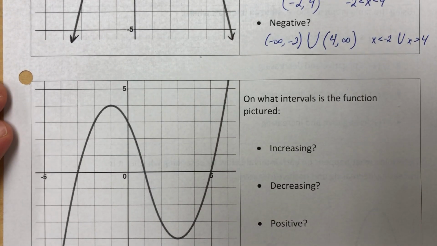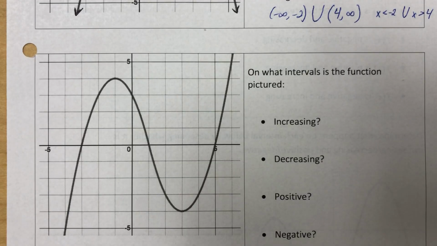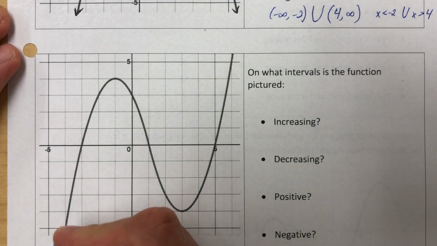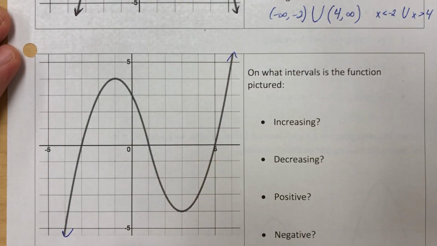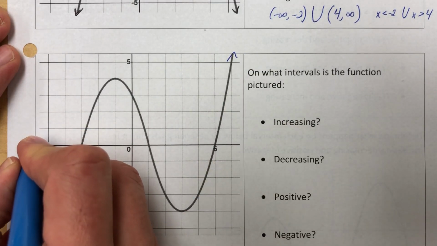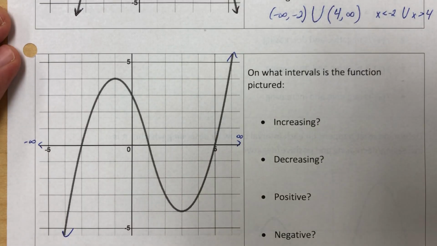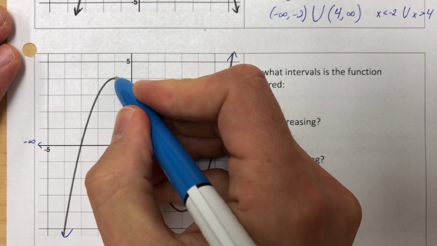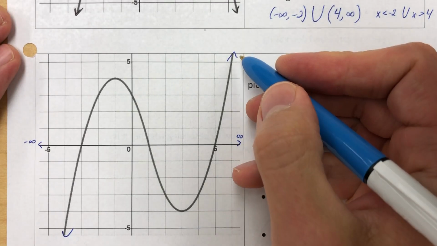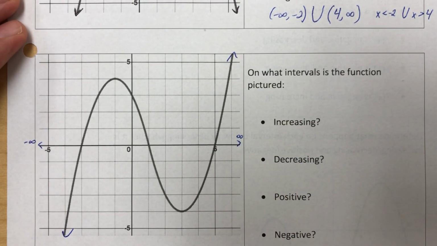On what intervals is the function pictured increasing? Okay, we're riding a roller coaster. We want it to go up right now. So there's an arrow. It goes forever in this direction, and this is negative infinity as we go towards this way, and positive infinity as we go towards this way. And let's just ride this roller coaster. So here goes. Up, down, up. There you go. So I want to know where it's increasing.